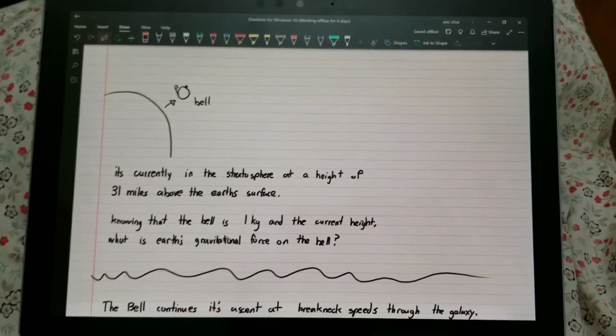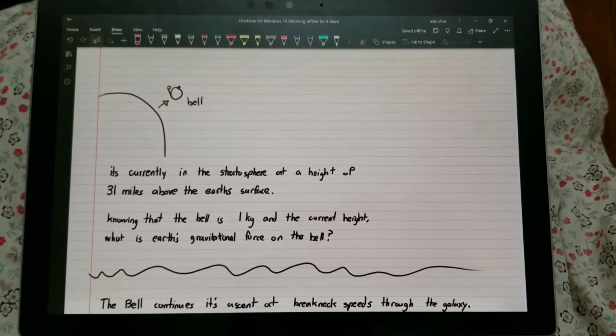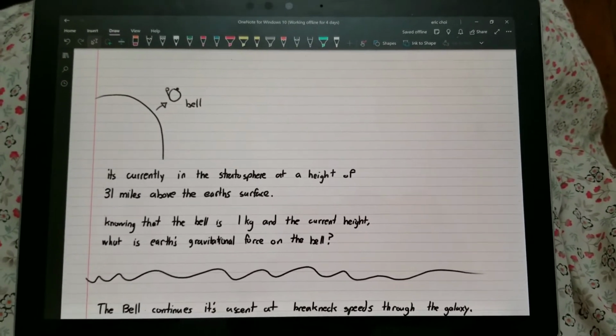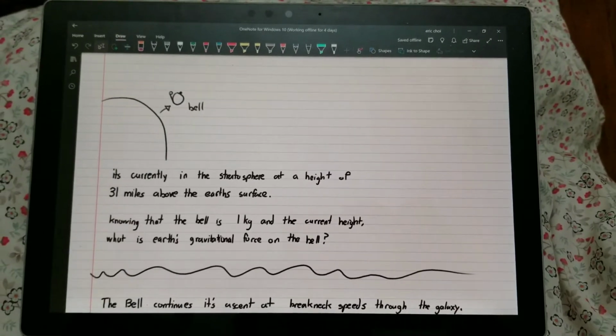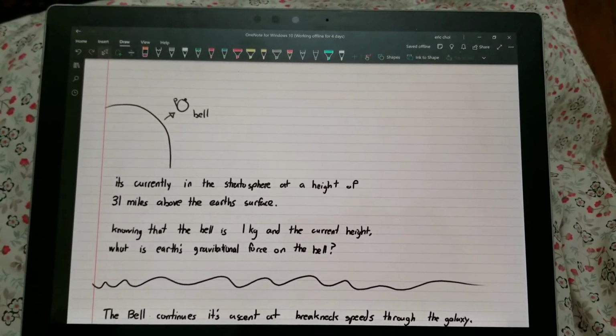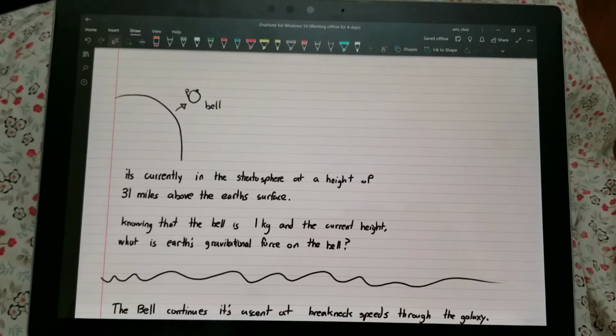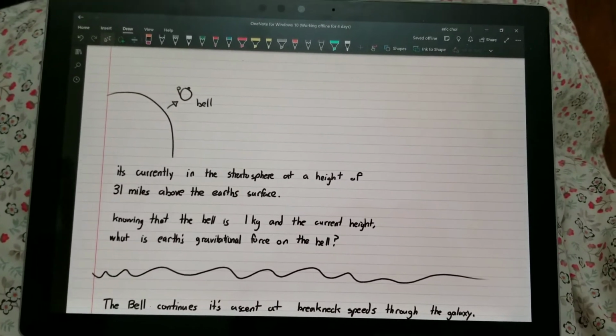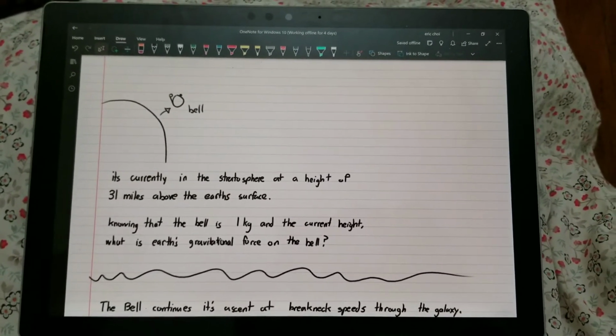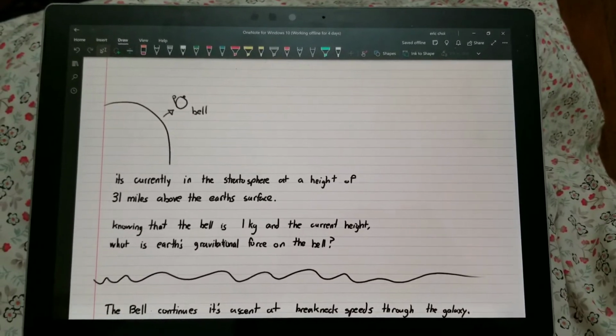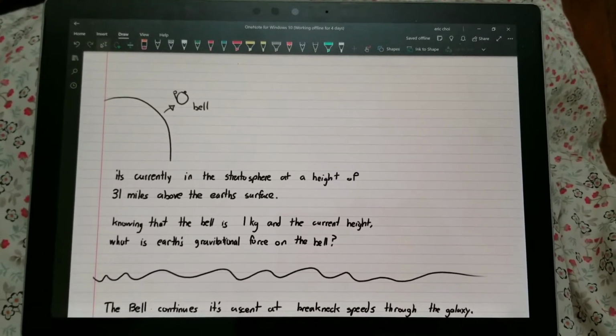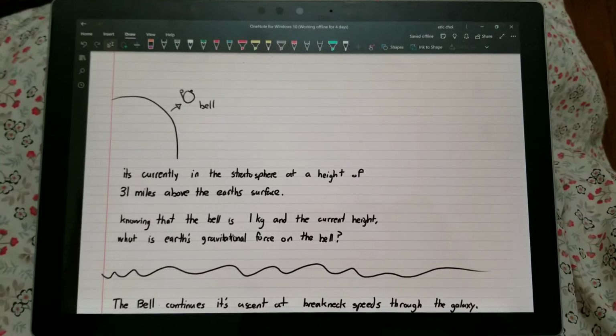Now, while it's flying into space at breakneck speeds, it's currently in the stratosphere at a certain point in time, like about 31 miles above the Earth's surface. Knowing that the bell is about 1 kilogram and you know the current height is 31 miles above the Earth's surface, try to calculate what the Earth's gravitational force on the ball is at that exact moment.